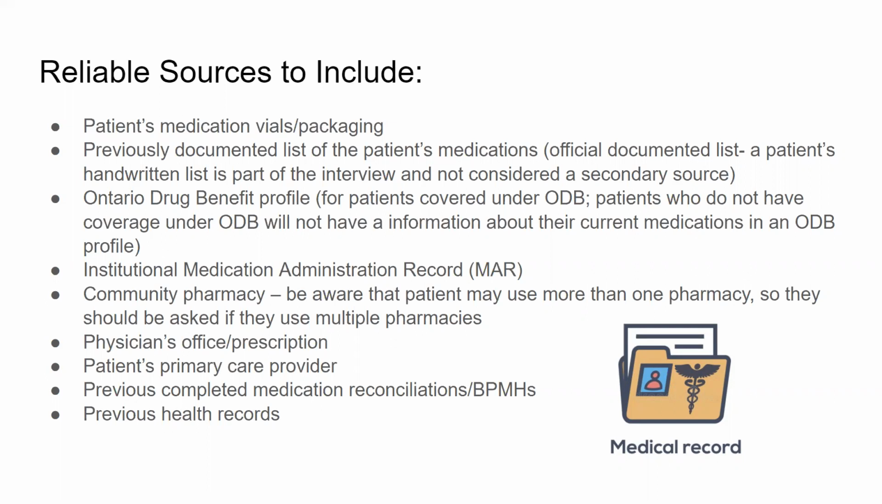But please be aware that patients may use more than one pharmacy, so they should be asked if they use multiple pharmacies. Other sources include some coming from the physician's office or even the prescription that the patient is given, and also the patient's primary care provider, such as the family medical doctor. In addition, previous completed medication reconciliations done in the past, or BPMHs, and also looking at their previous health records are good reliable sources to go to.